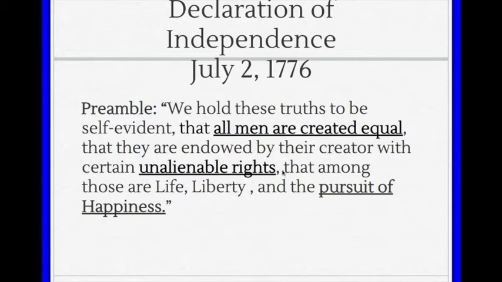In this preamble, all of the ideas except this one, all men are created equal, were derived from the English Constitution. All men are created equal was new to the American Republic. Because if you'll remember, in England, they had a two-tiered system: the aristocrats who owned property and everybody else. So all men were not created equal under the English Constitution.